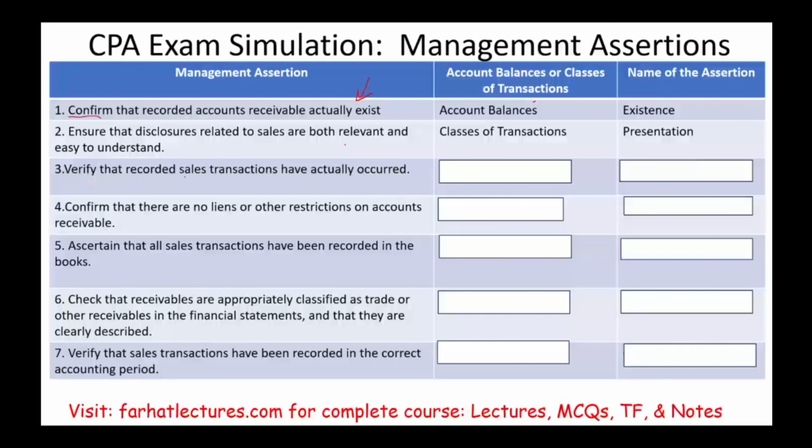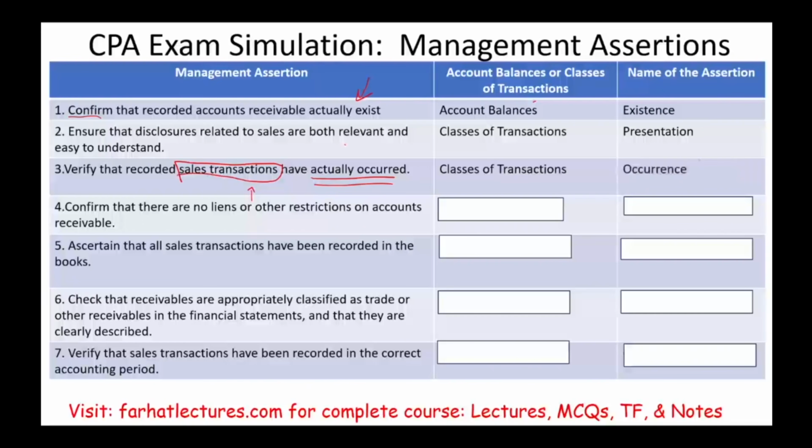Verify that recorded sales transactions have actually occurred. So is it an account balance or a transaction? It is a transaction. Name of the assertion. Again, try to derive, understand that, did it actually occur? The occurrence assertion. Did it actually occur?